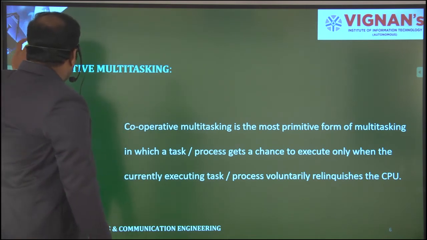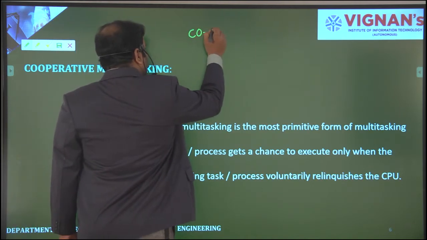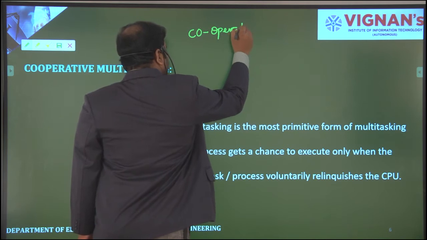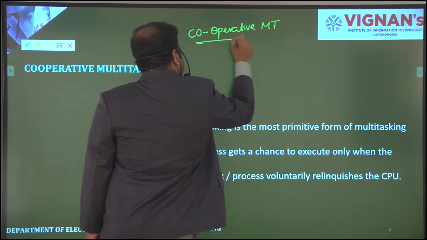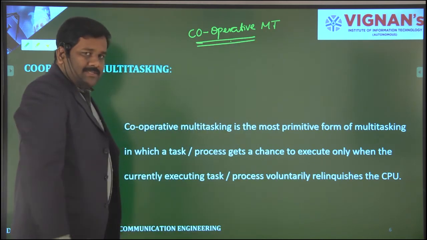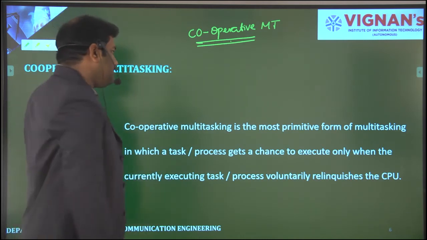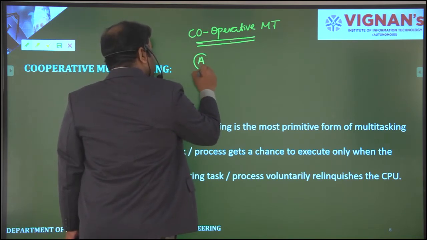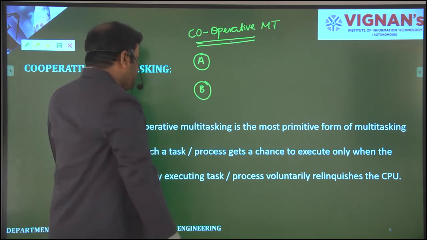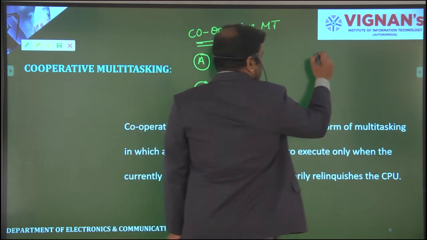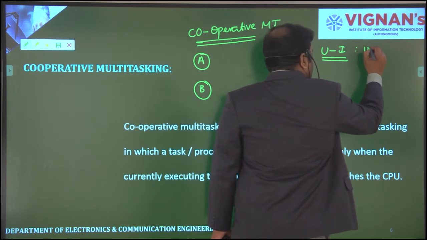So the first one is cooperative multitasking. What is meant by cooperative multitasking? For example, we have one task, or I have to complete one particular unit. For example, A is one student and B is one student. These two students have to finish one particular portion, that is unit 1, having 10 topics.